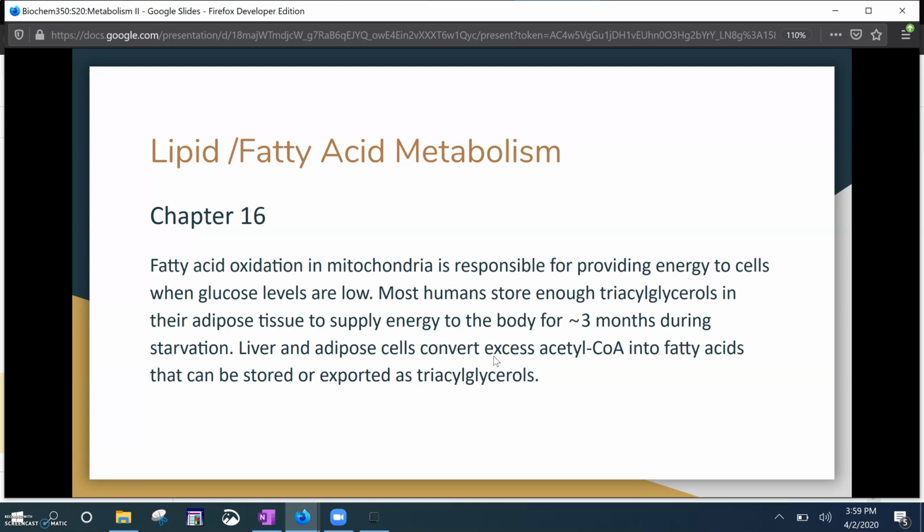So fatty acid oxidation takes place in the mitochondria. It is responsible for providing energy into cells when glucose levels are low. Most humans store enough triacylglycerols in their adipose tissue to supply the body for about 3 months during starvation. So if you're ever caught in the desert or the woods someplace, you can go without food for pretty long. You can't go without water, but you can go without food because you have enough fat stored in your body to go for about 3 months. Liver and adipose cells convert excess acetyl-CoA into fatty acids that can be stored.